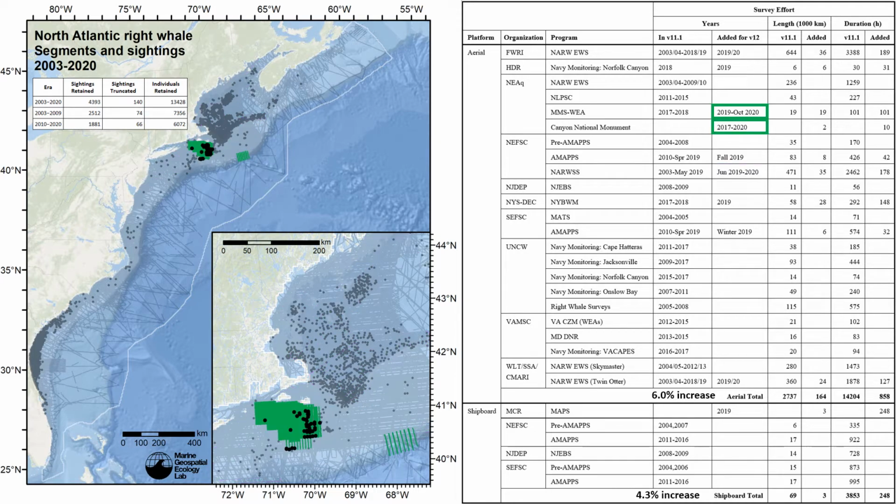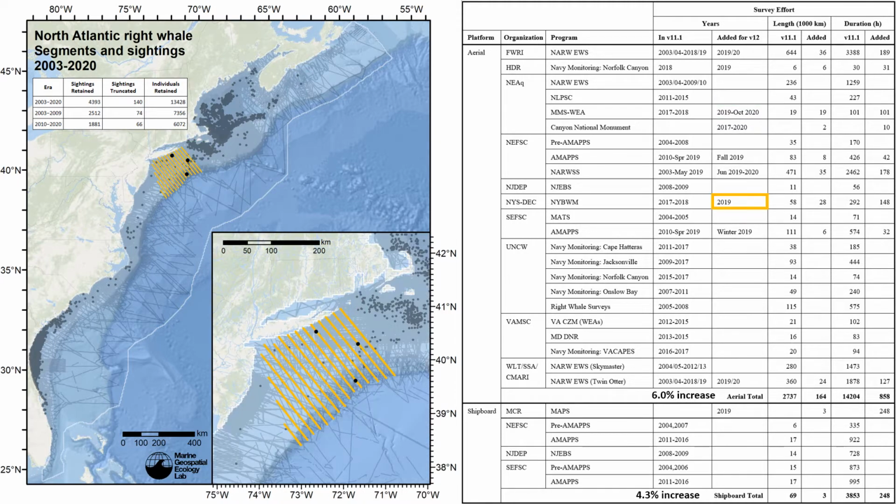Moving on, here we have surveys from New England Aquarium for 2019 through October 2020 in the Massachusetts and Rhode Island wind energy areas, which reported numerous sightings. We also added their surveys of the Canyon National Monument for 2017 through 2020, but no sightings occurred there. Moving south, we added the final year of New York DEC's whale monitoring program, which reported 3 sightings that could be incorporated into our model.